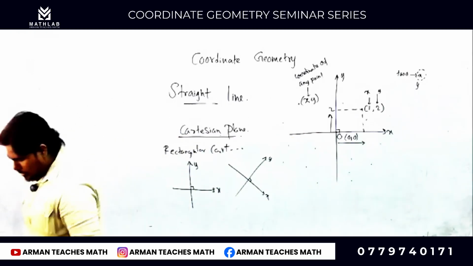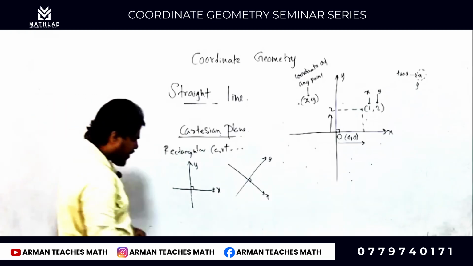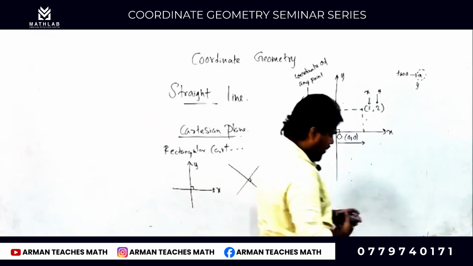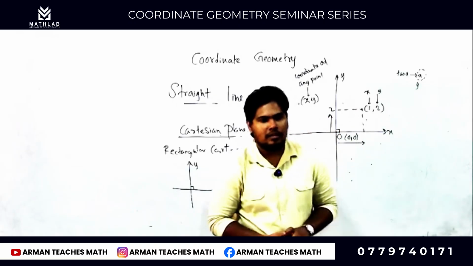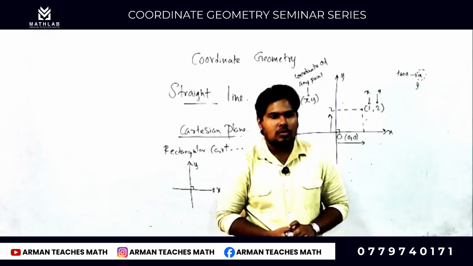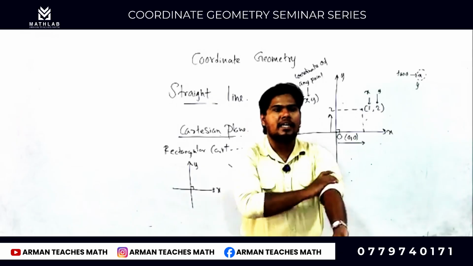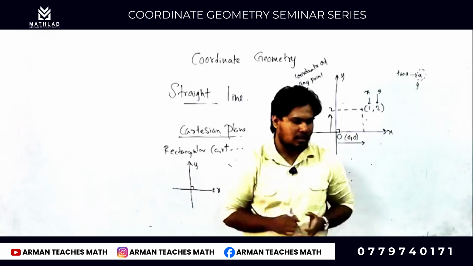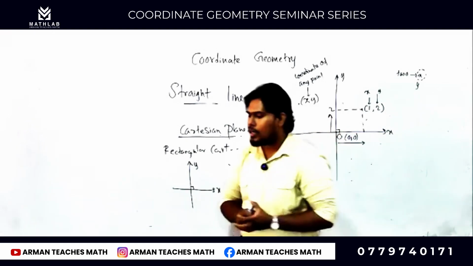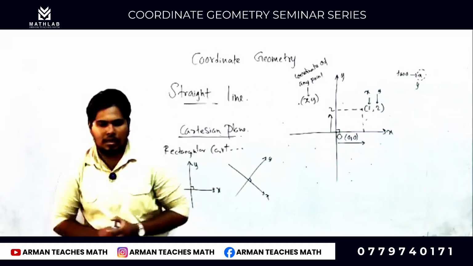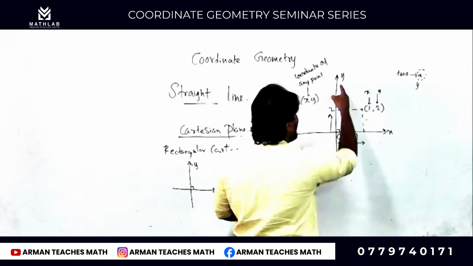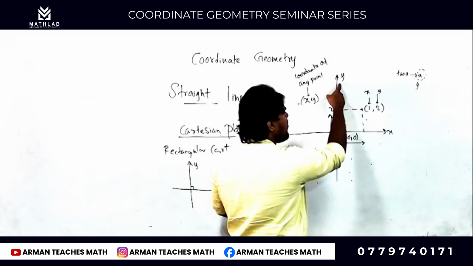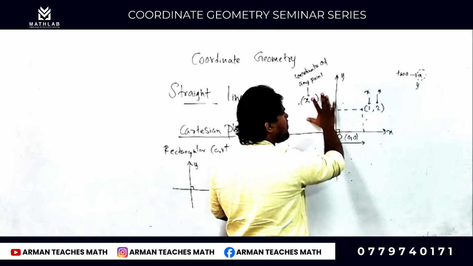A rectangular Cartesian plane is made of two mutually perpendicular real number lines. So remember, the x-axis is a real number line, and the y-axis is a real number line. This is a Cartesian plane.